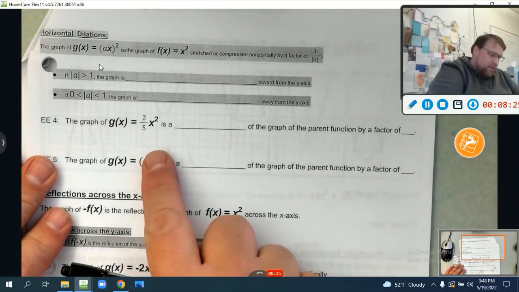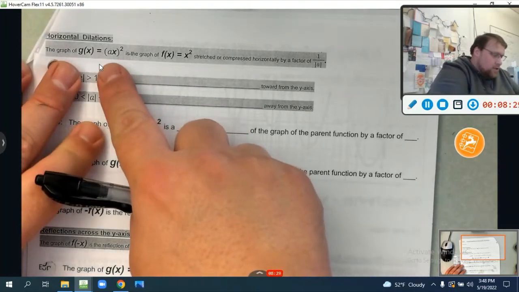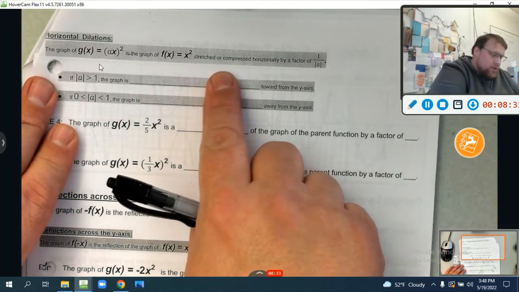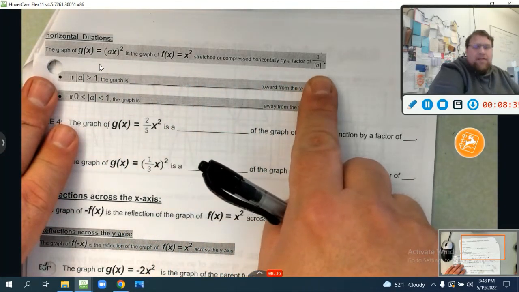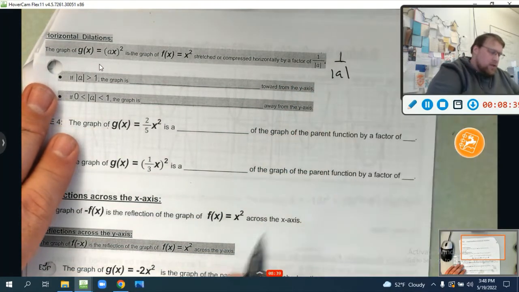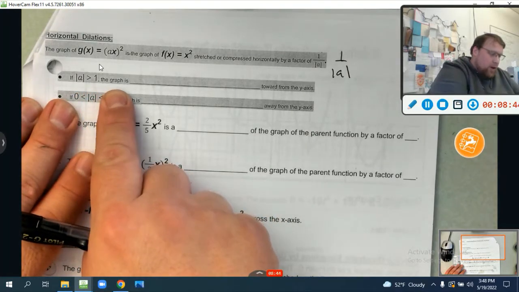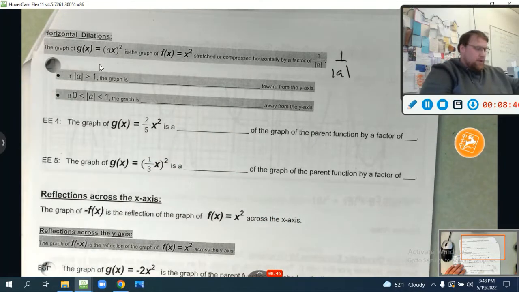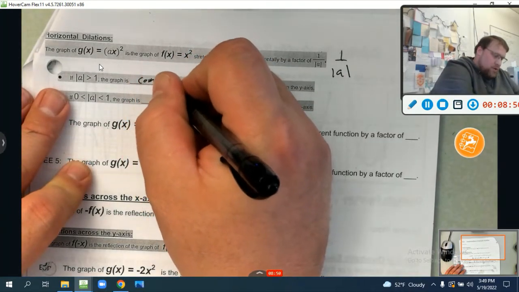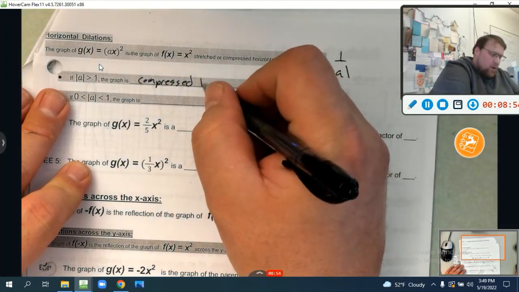So the graph of g of x equals ax quantity squared is the graph of f of x equals x squared stretched or compressed horizontally by a factor of 1 over the square root of a. That shows 1 over the square root of a. So it's a little bit different. If our absolute value of a is greater than 1, then what happens? The graph is compressed horizontally. It's exactly the opposite of the vertical. It's compressed horizontally.